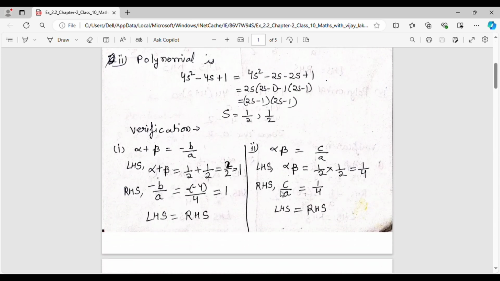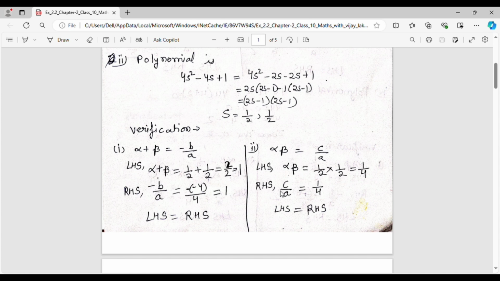Now the second part, where the polynomial is 4s square minus 4s plus 1. In this again we need two numbers for which the product is 4 and the sum is minus 4. So the two numbers are minus 2 and minus 2. We will get s equal to 1 upon 2 and 1 upon 2.